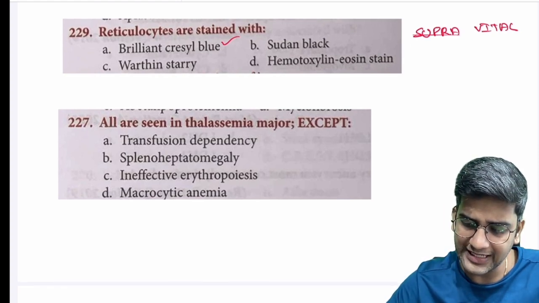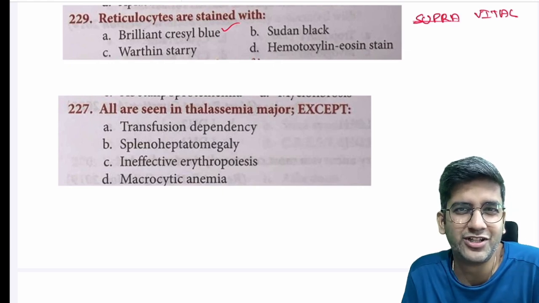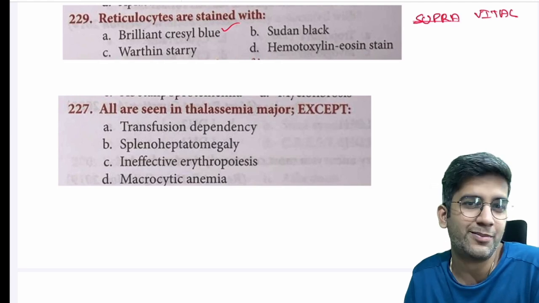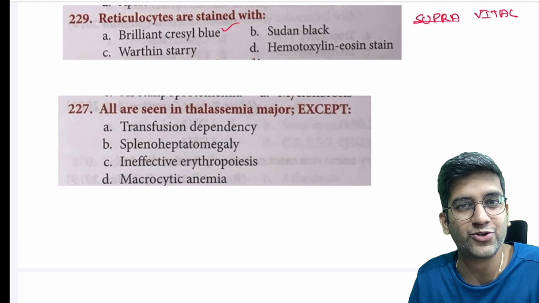All of the following are seen in thalassemia major, except, though we didn't discuss thalassemia, you guys are experts about it, right? Transfusion dependency, splenohepatomegaly or hepatosplenomegaly, ineffective erythropoiesis, macrocytic anemia.